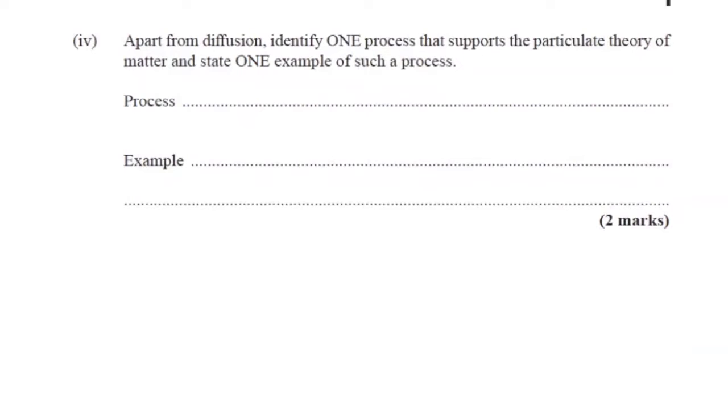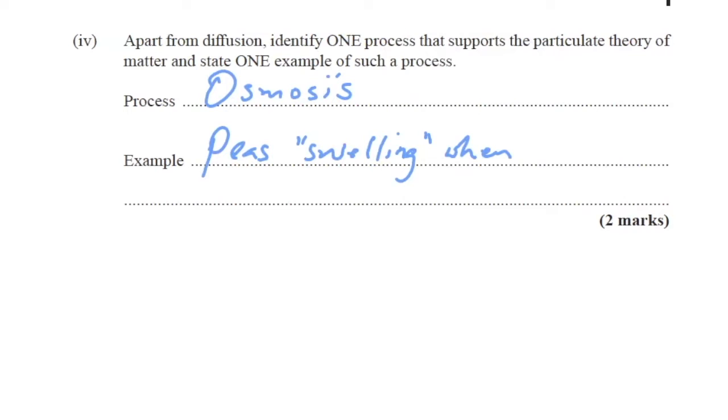Apart from diffusion, identify one process that supports the particulate theory of matter and state one example of such a process. There are 3 processes that support the particulate theory of matter: osmosis, diffusion, Brownian motion. Osmosis is a special type of diffusion. So we can say osmosis, and an example would be peas, quote unquote, swelling when soaked in water.